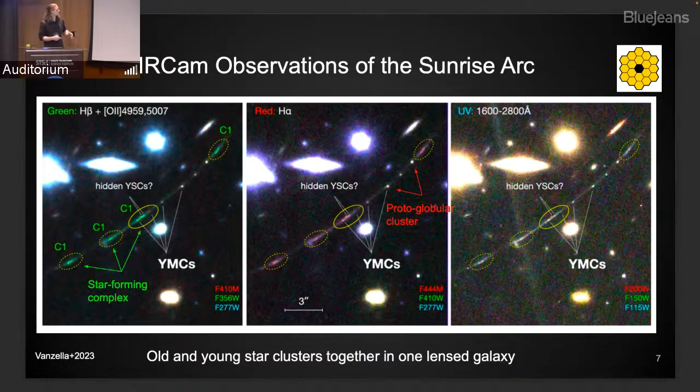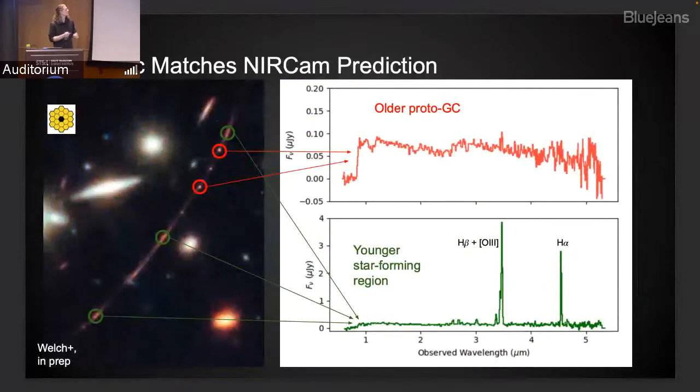Okay. So we're starting to see evidence of different stellar populations within this galaxy. And not only do we have NIRCam for this, we also have NIRSpec. So this is NIRSpec MSA data.